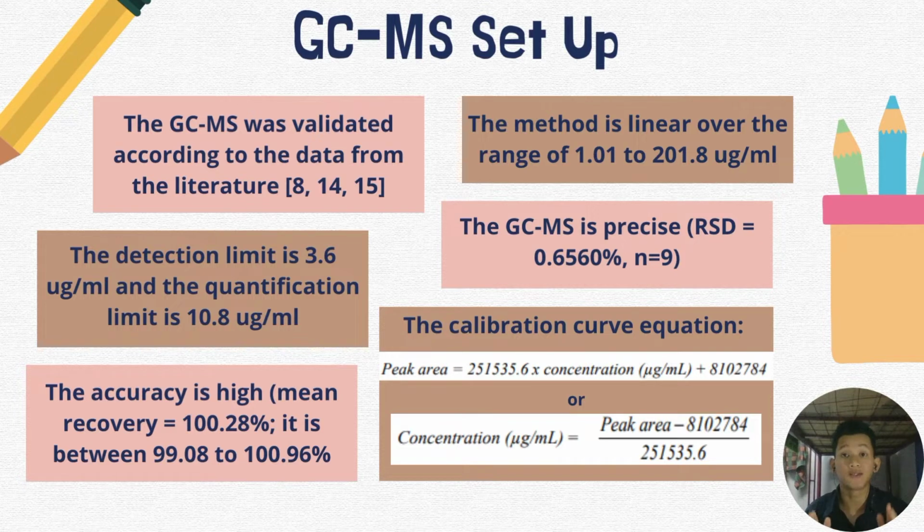Okay, next, the GCMS setup. The GCMS was validated according to data from the literature. The method is linear over the range of 1.01 to 101.8 microgram per milliliter. The detection limit is 3.6 microgram per milliliter and the quantification limit is 10.8 microgram per milliliter. The accuracy is high, with a mean recovery of 100.28%, between 99.08 and 100.96%. The GCMS is also precise, with an RSD value of 0.6560% while N is equal to 9. As you can see in the slide, there are a few calculations about the calibration curve equation.